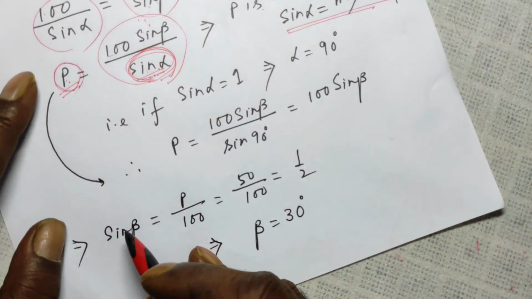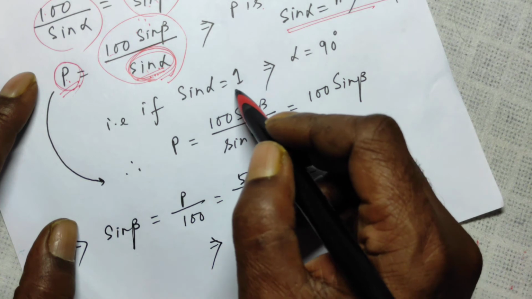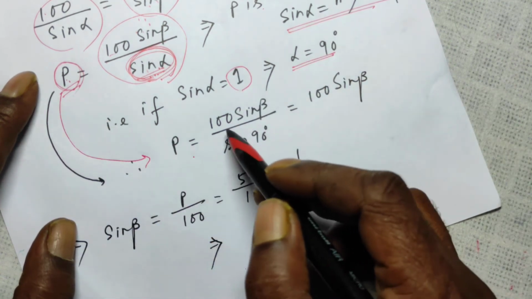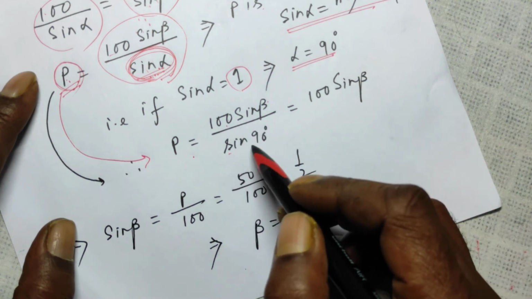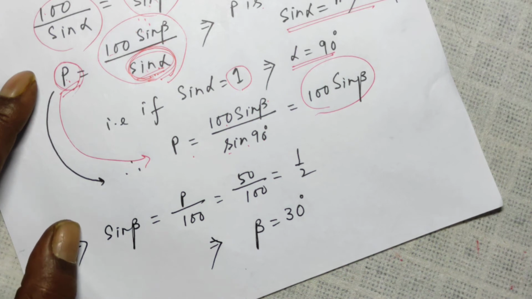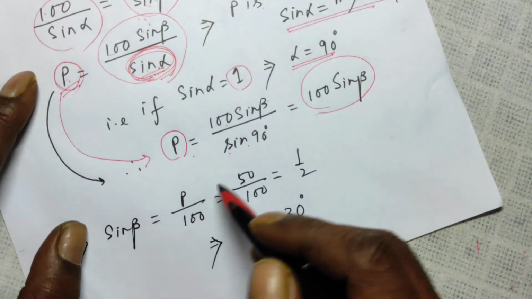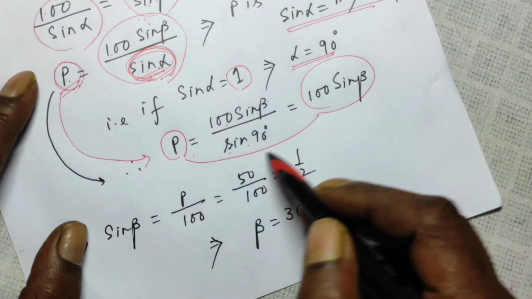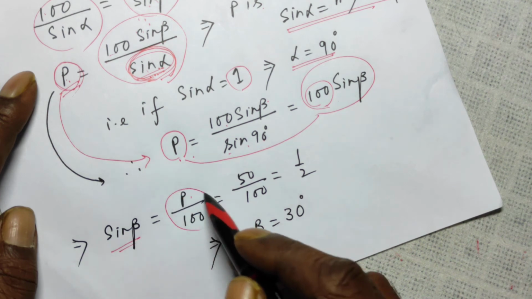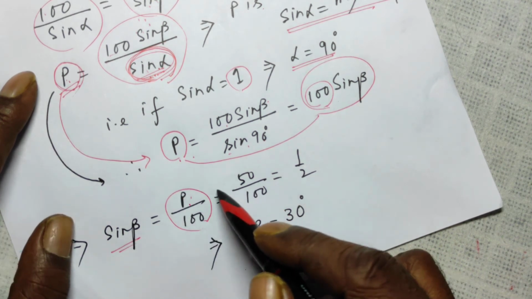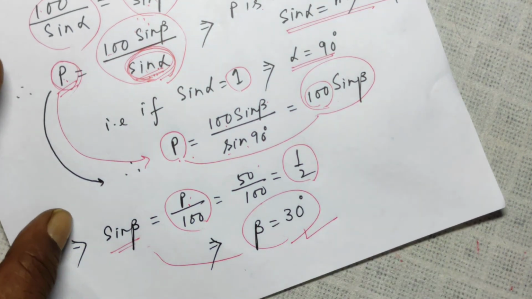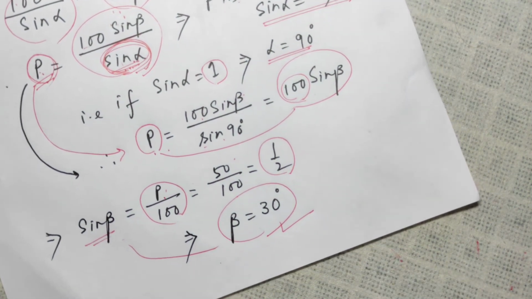When sine alpha is maximum, in the sine table, sine has the maximum value 1, at alpha equal to 90 degree. So your P becomes 100 sine beta over sine 90. Sine 90 is 1, so that is 100 sine beta. Now let us put the value of P. Bring 100 to the left hand side. We are left with sine beta equal to P over 100. Putting P as 50, 50 over 100 is 1 by 2. So your beta is equal to 30 degree.